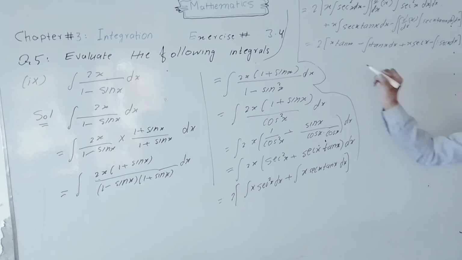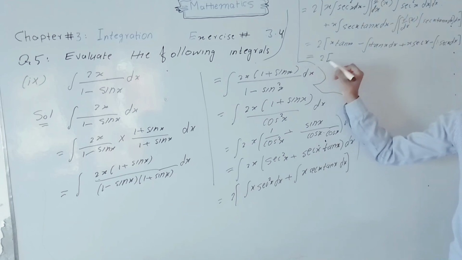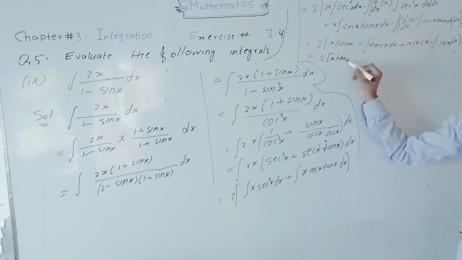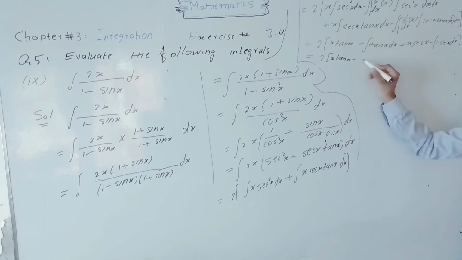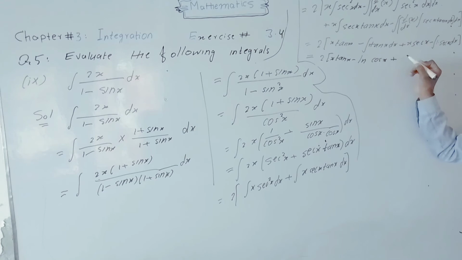which is equal to 2 into x tan x minus integration of tan x with respect to x, which is equal to natural log cos x, plus x secant x minus integration of secant x, which is natural log of secant x plus tan x, plus c.